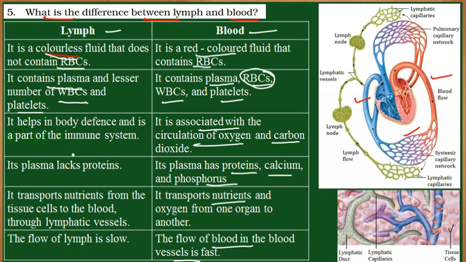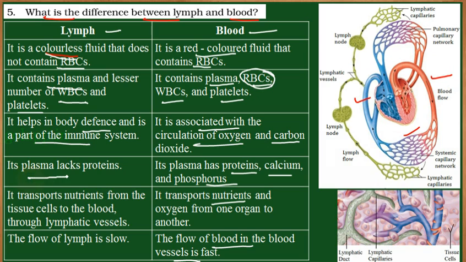Now, the main function of the lymph is body defense, and it is a part of the immune system. It helps to get resistance against a particular disease. The immune system includes organs like spleen, thymus and lymph nodes. They protect our body and defend against foreign substances. So lymph also helps in defense against foreign substances and is part of the immune system, whereas blood is not a part of the immune system.